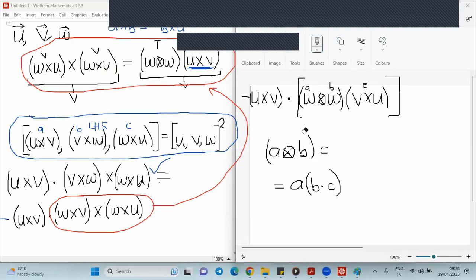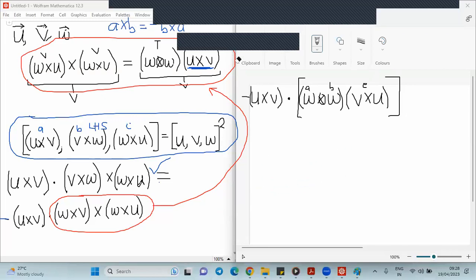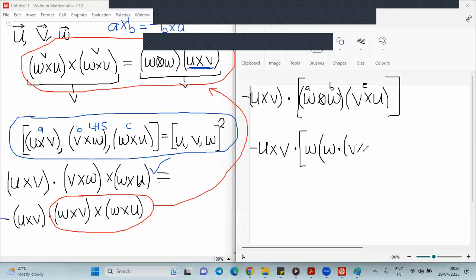So we can continue. Now, we're going to use that rule I just wrote down. So that's going to be minus U cross V dot, now A, which is W, bracket B dot C. So W dot V cross U. Right? Now, looking at this, we still have this negative sign here. We need to take it out.